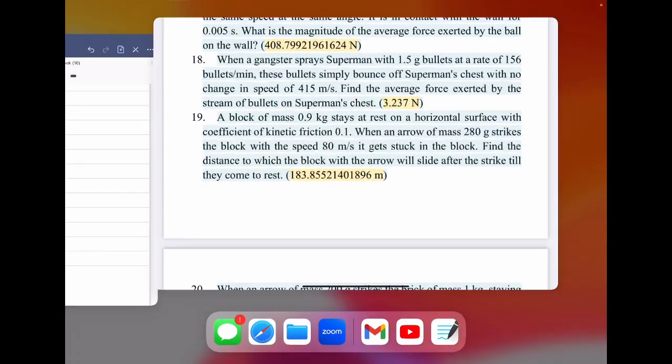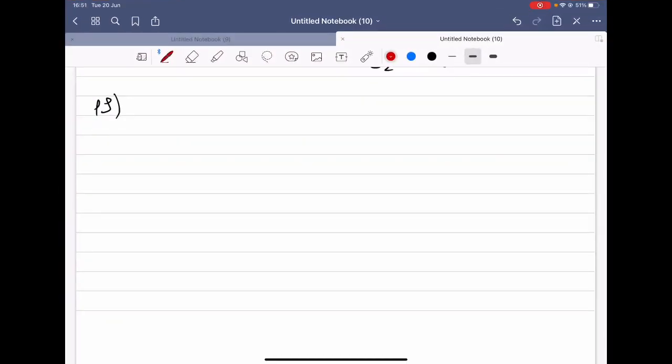Okay, so let's draw a picture first of all. Here we have a horizontal surface. Here we have our block. Let's make it capital M, the mass. Then here we have the arrow. It has a small mass. Just before hitting the block, it has an initial velocity.